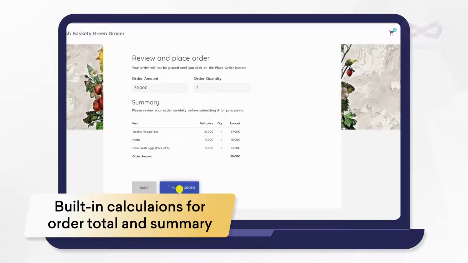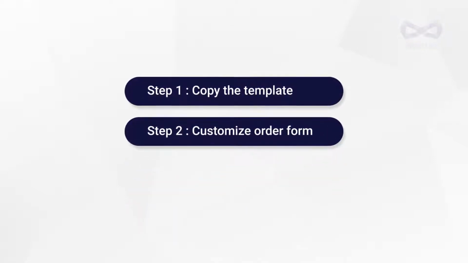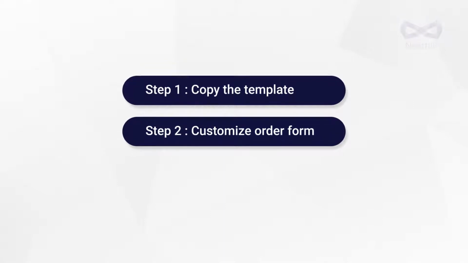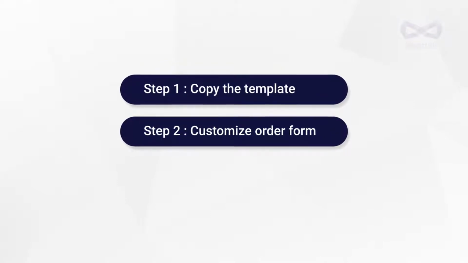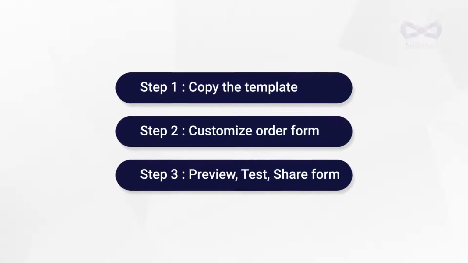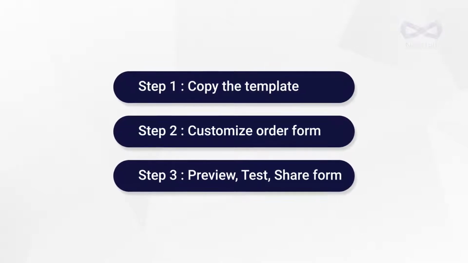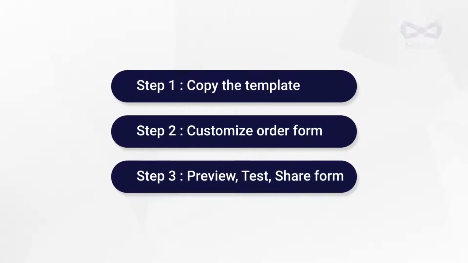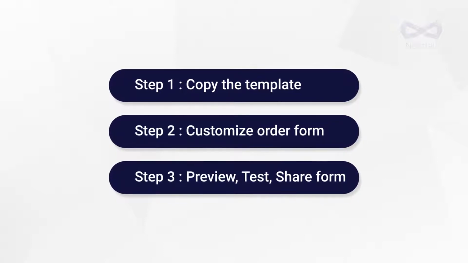Let's get started. We're doing this in 3 steps. Step 1. Let's copy this template. Step 2. Let's see how you can customize this template to quickly duplicate an existing item to grow your order form. Step 3. Let's preview the final form and test by placing a sample order. And we'll see how you can share this form with your customers.